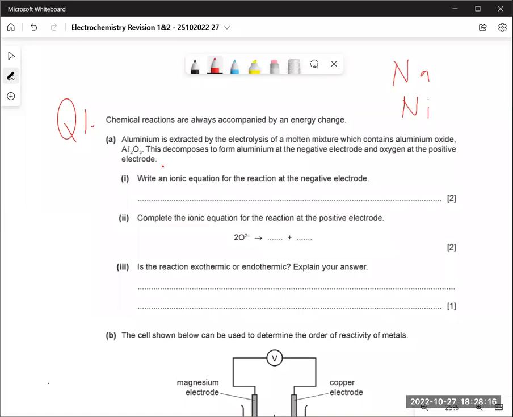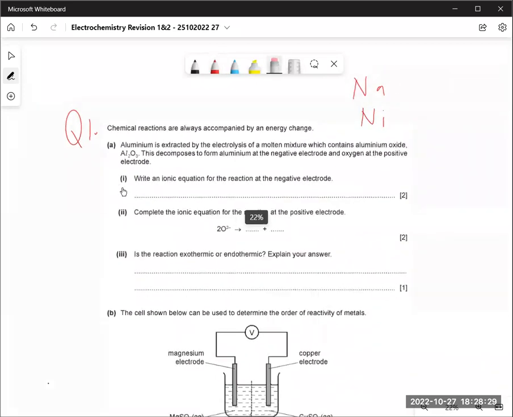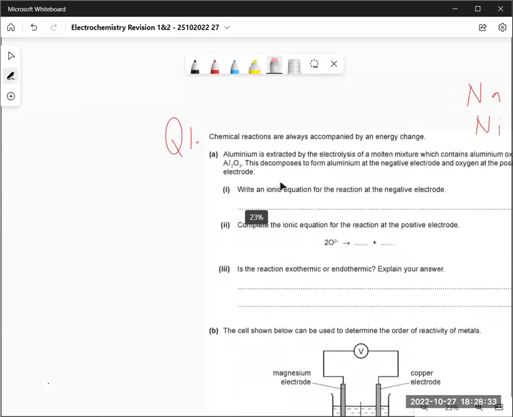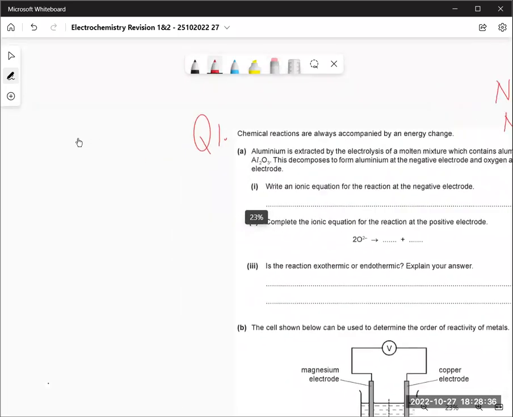All right. Now, Diana, continue. Part 1. Write an ionic equation for the reaction at the negative electrode. All right. Now, what is the electrolyte here? The electrolyte is molten Al2O3.